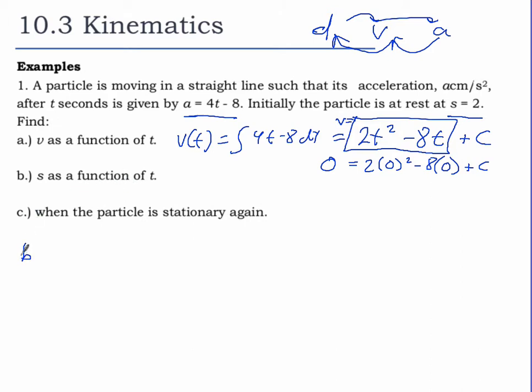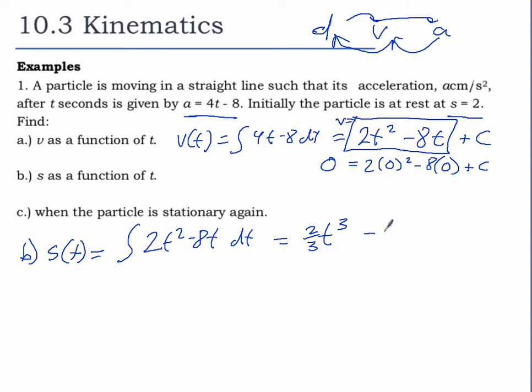Okay, part B, s as a function of t, so we've got to integrate again. So s of t, and s is often what is used for displacement, is the integral of 2t squared minus 8t dt. So that is 2/3 t cubed minus 4t squared plus another constant. I'll call it d, not to confuse it with that one.